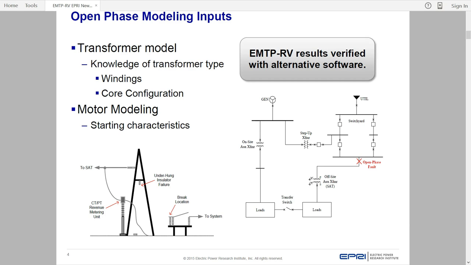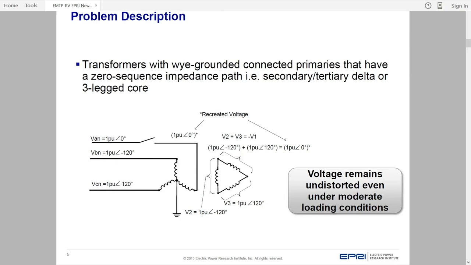But the open phase is something that I've dealt with a lot on the distribution side when you deal with fuses and ferroresonance issues, but it's something that a lot of transmission folks haven't dealt as much with, especially in terms of the unique situation that you have at a nuclear operating plant. And I'm going to go into the transformer model, some of the motor modeling that we performed.